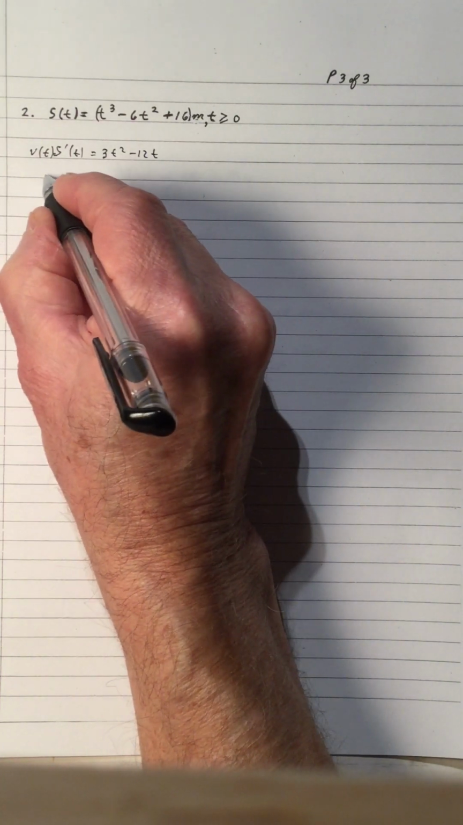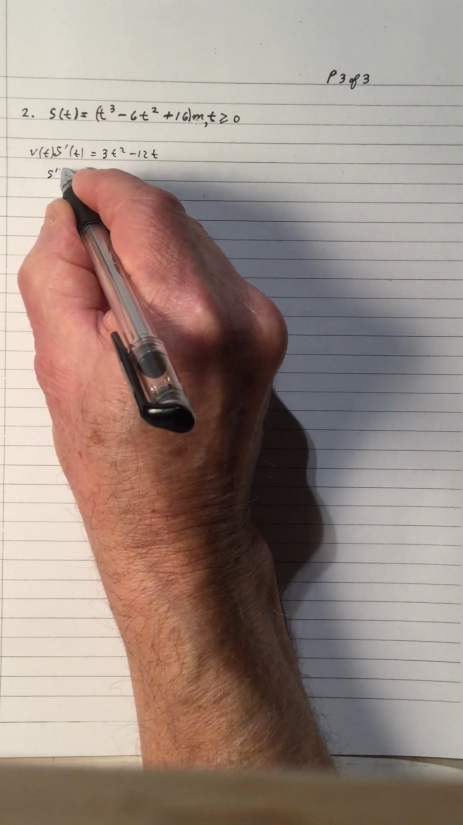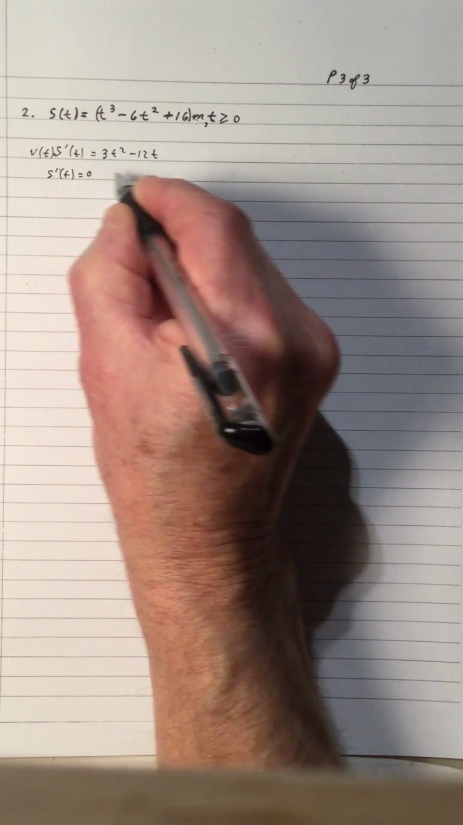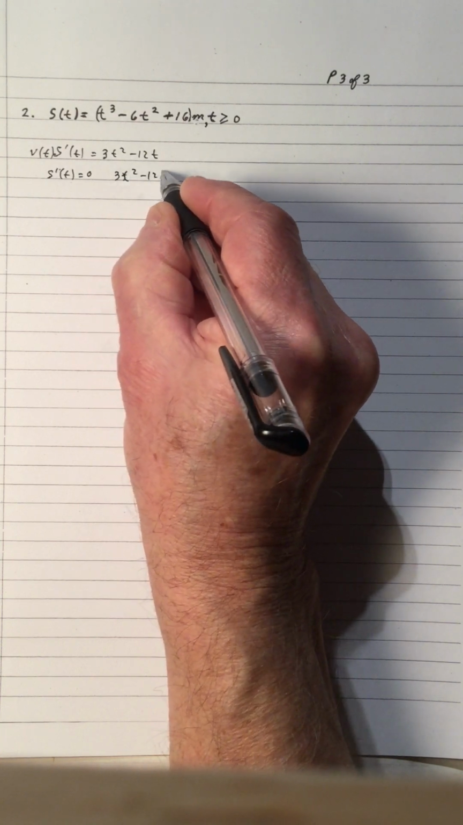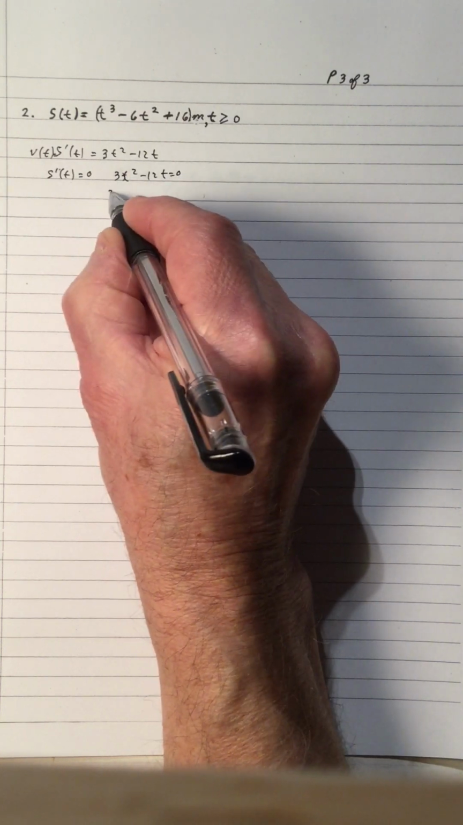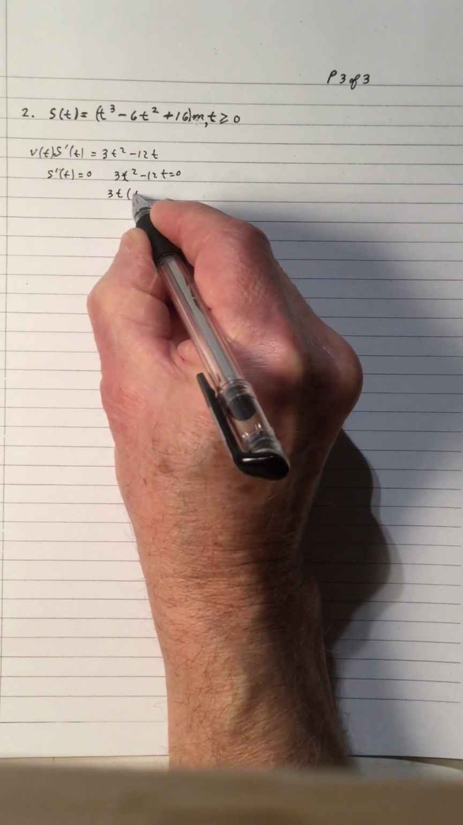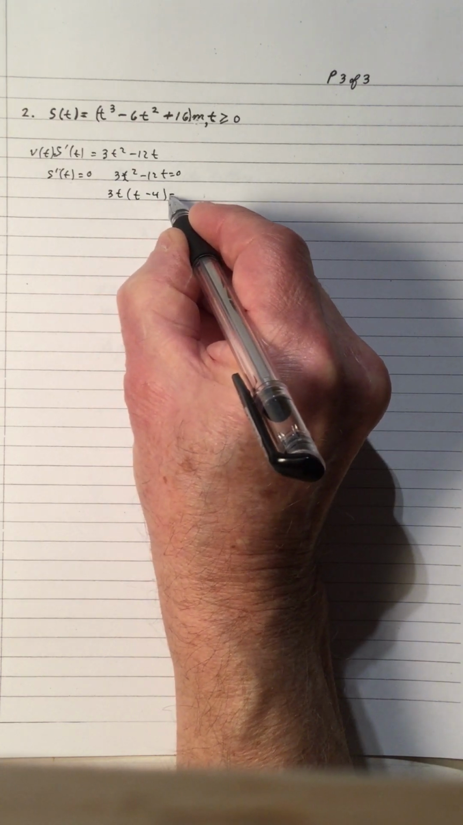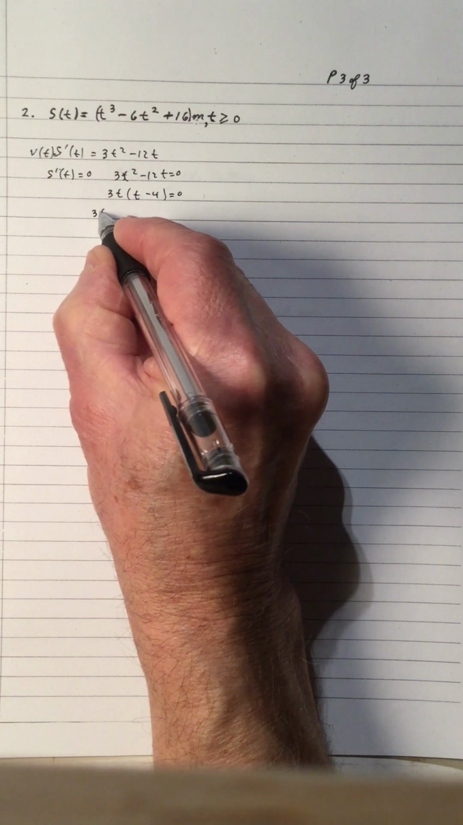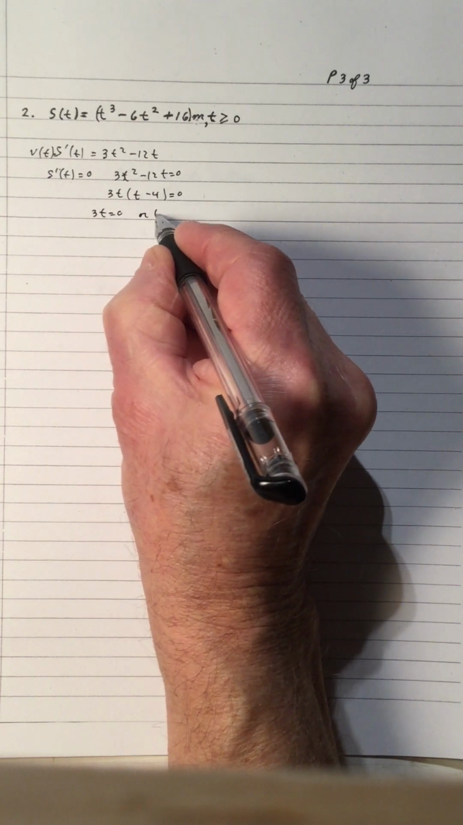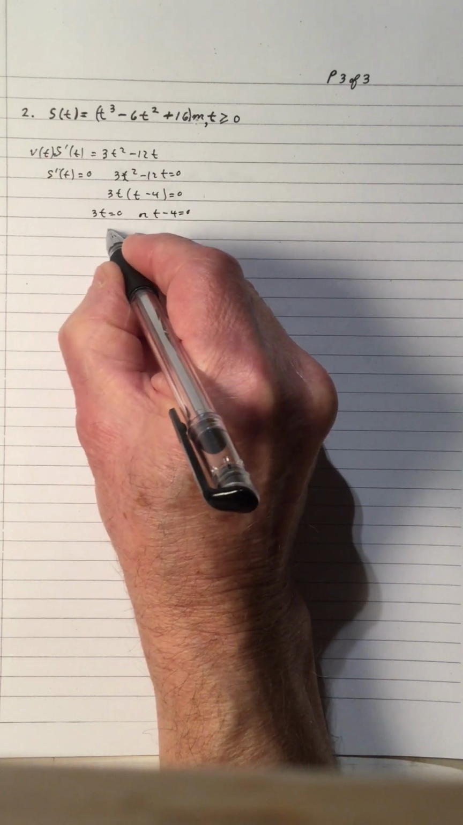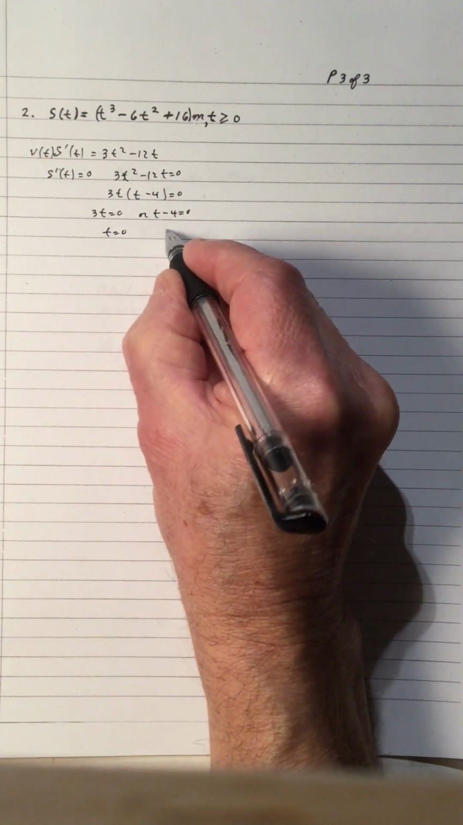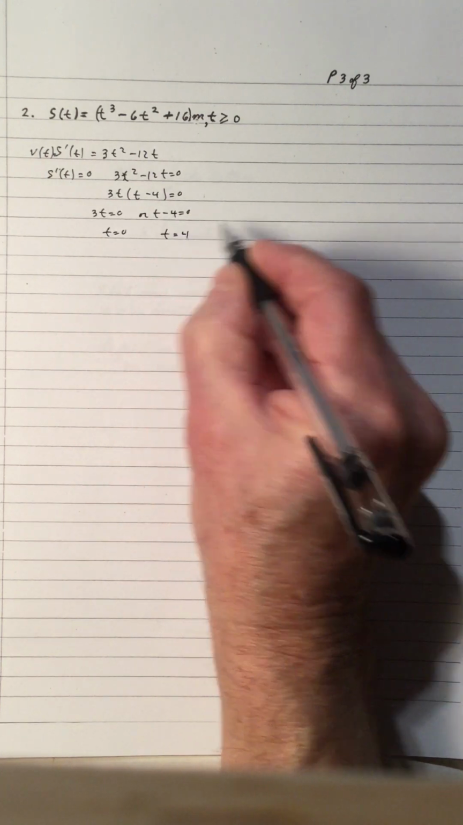So if we make s prime of t equal to 0, we have 3t squared minus 12t equals 0. Factor out the 3t, and we get 3t times t minus 4 equals 0. So 3t is equal to 0, and t minus 4 equals 0. Divide by 3, t is 0, and right here, t is 4.